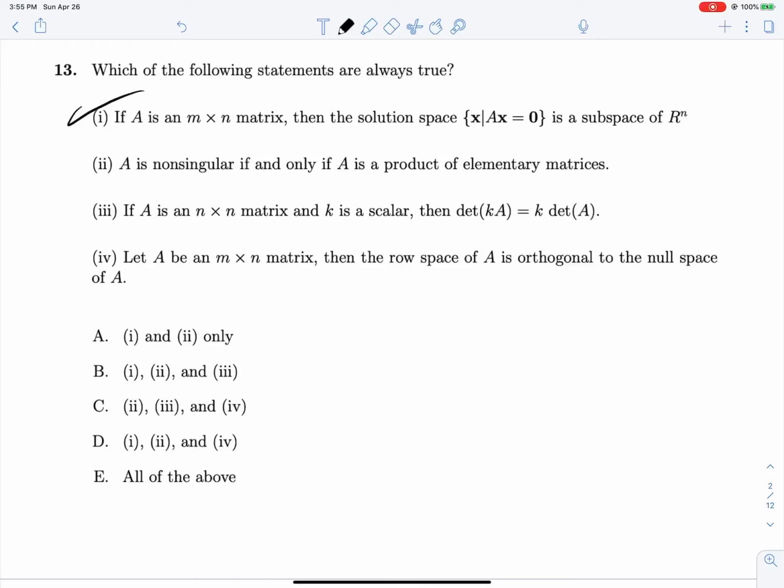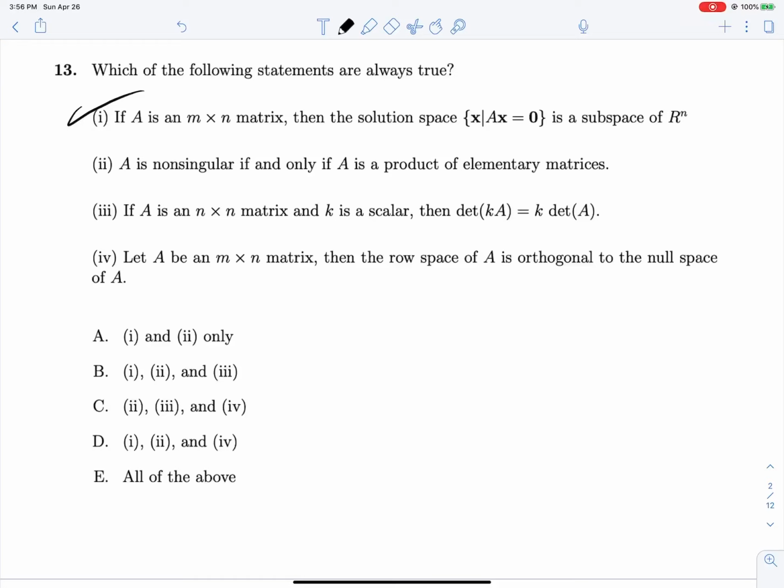Okay, 2. A is non-singular if and only if A is the product of elementary matrices. Well, this is just a product of invertible matrices. I'm pretty sure one of the points of the invertible matrix theorem is that any invertible matrix is the product of elementary matrices.